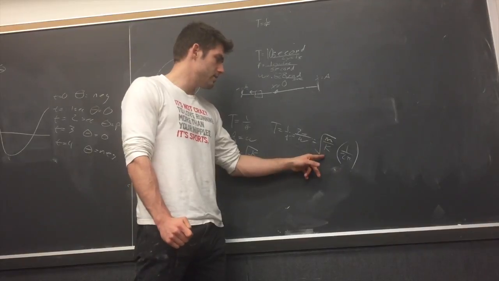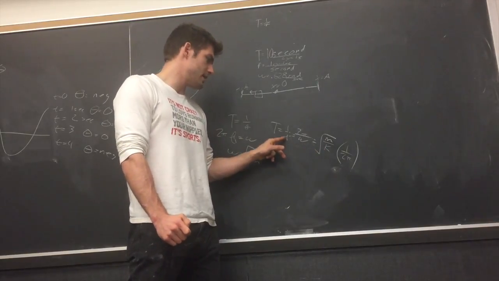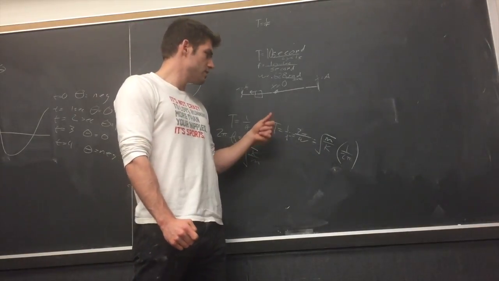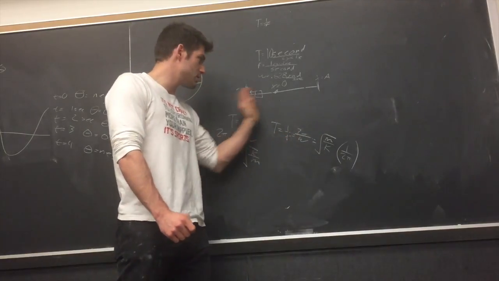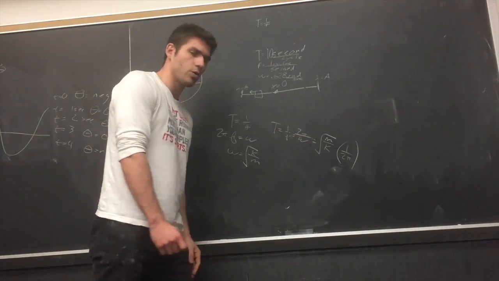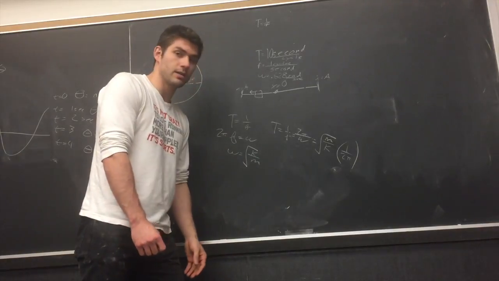M and k will decide what omega is, and omega decides what f is, and f decides what T is. So only by changing the mass or the k will you essentially change what your total period is.